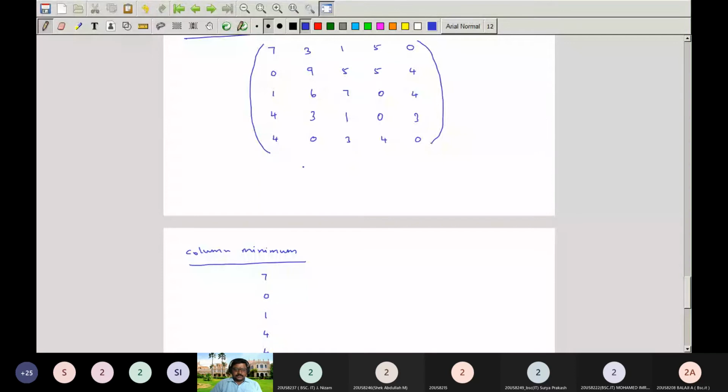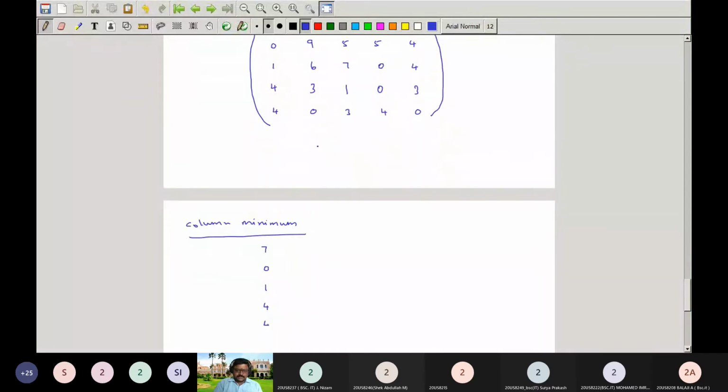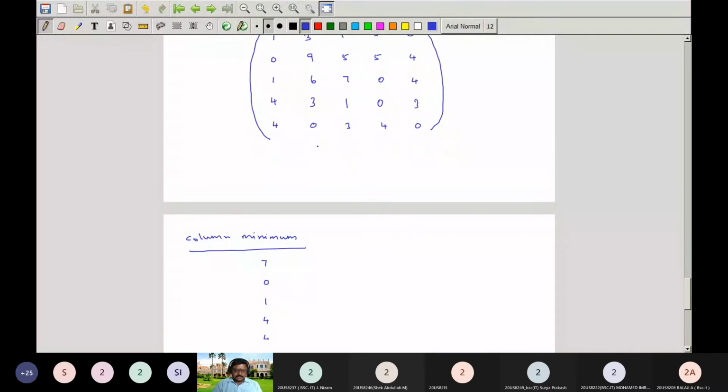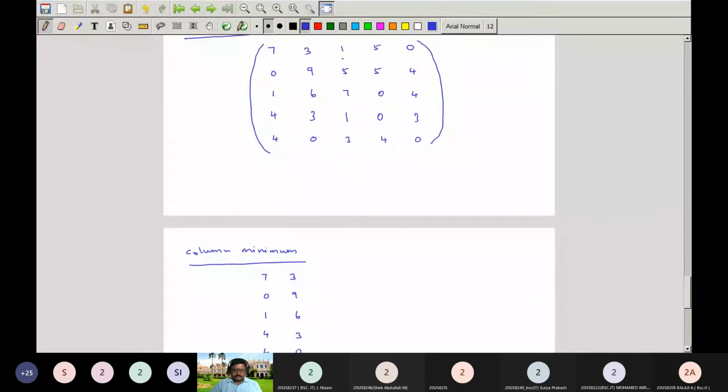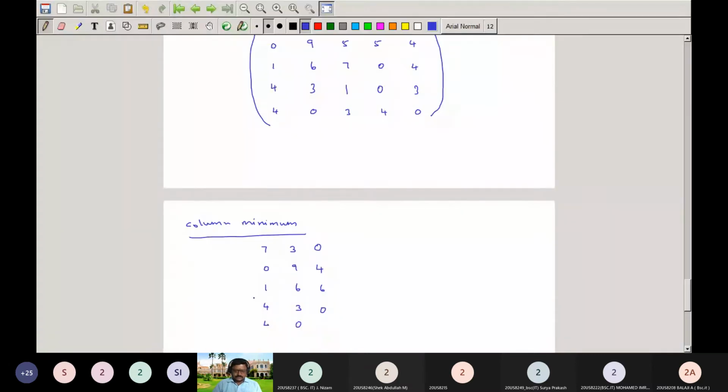Second column minimum value 0. So the entire column values are repeated: 3 minus 0, 3, 9 minus 0, 9, 6 minus 0, 6, 3 minus 0, 3, 0 minus 0, 0. Third column minimum value 1. So 1 minus 1, 0, 5 minus 1, 4, 7 minus 1, 6, 1 minus 1, 0, 3 minus 1, 2.